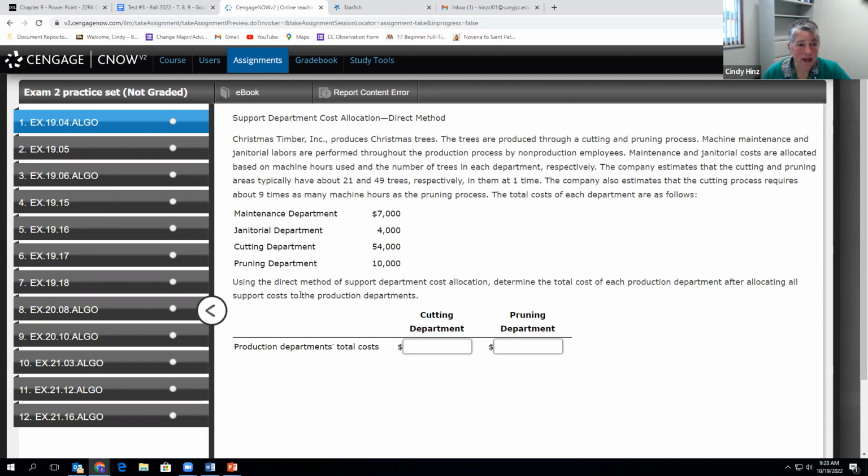Just want to make sure that we have to do both. Using the direct method of support department cost allocation, determine the total cost of each production department. Okay.